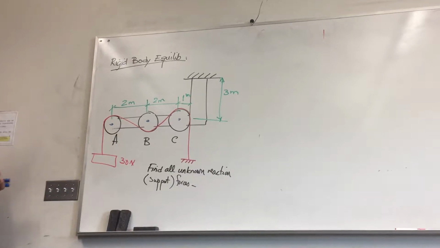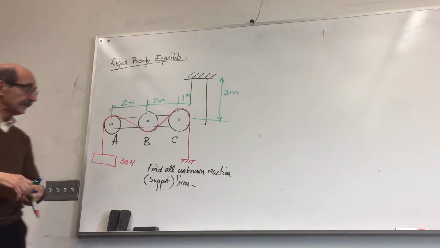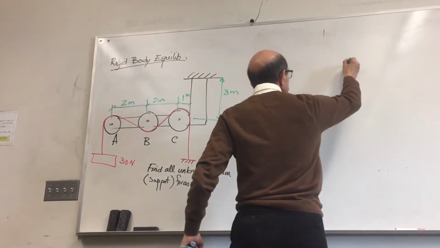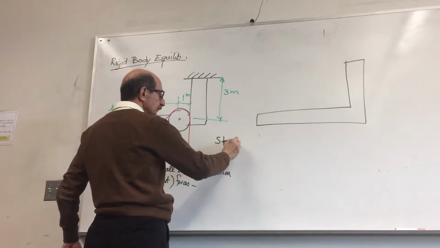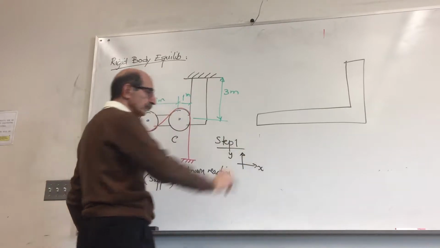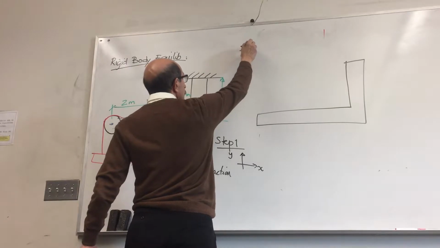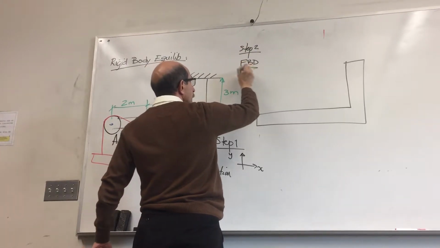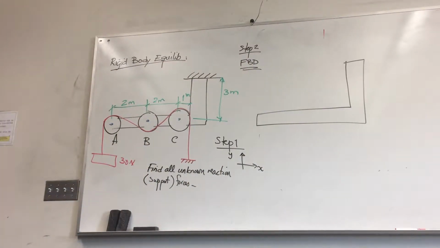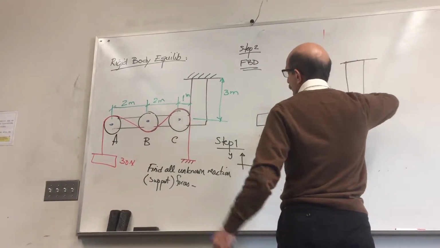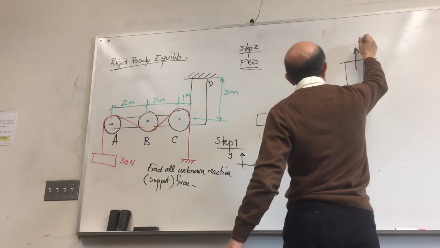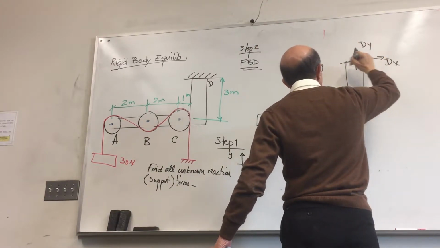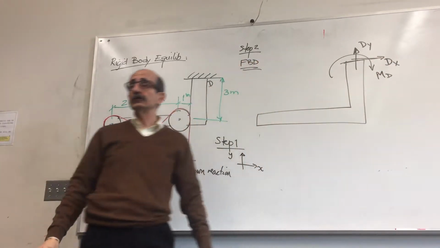So when I'm asking you to find all unknown reaction forces that are holding the structure together, let's think of this as the structure that we are interested in. First of all, step 1 is easy: set up X and Y coordinates. For step 2, which is setting up the free body diagram, let's say this is the structure. I'm going to get rid of everything else connected to it and just focus on that structure. I'm interested in finding the supports here. Obviously, this is a fixed support, so if I label this as E, I have forces Dy and Dx. There's also a moment that is resisting the rotation at that point, right?